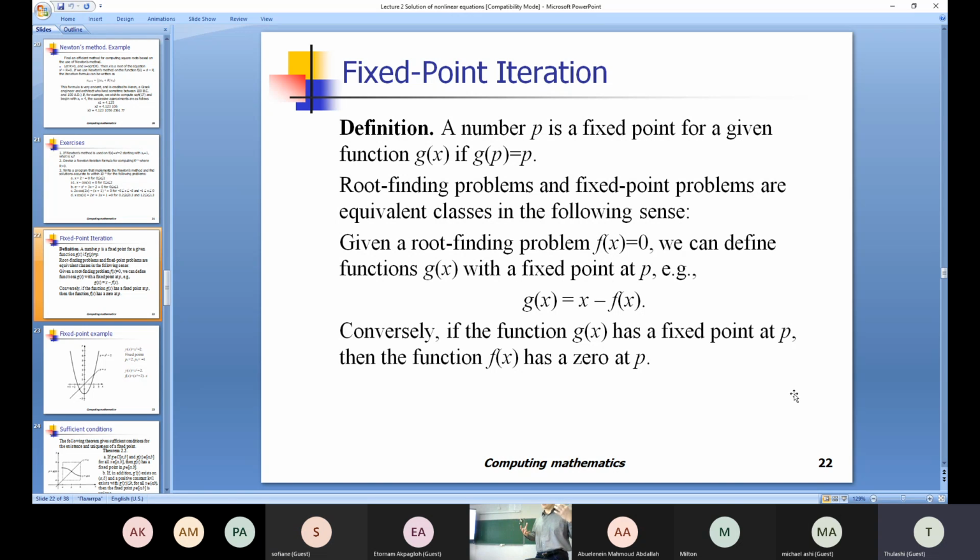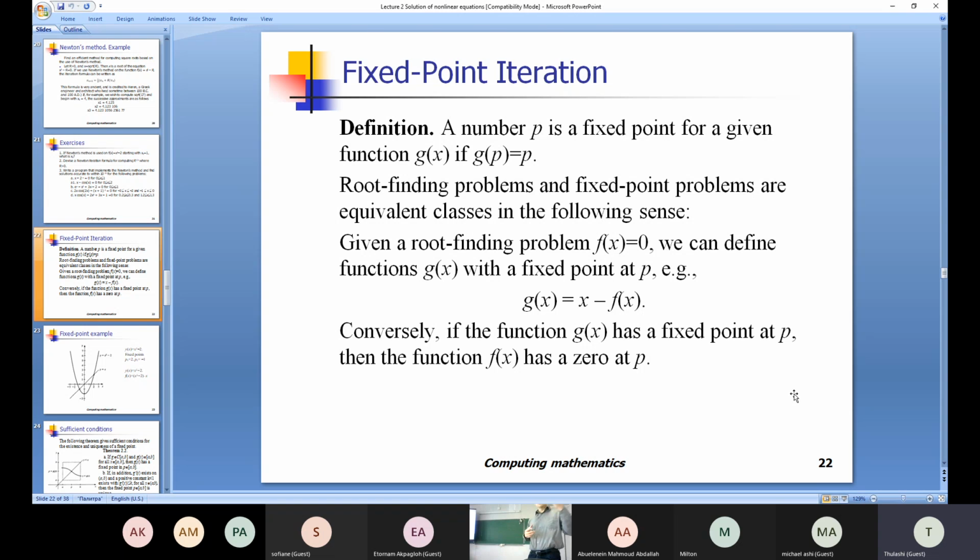X squared equals to x. Is it true? But not for all the points. For what point this equality will be true? For what x this is true? 1. Excellent. 1 is a fixed point for the function x squared, because 1 in square equals to 1.